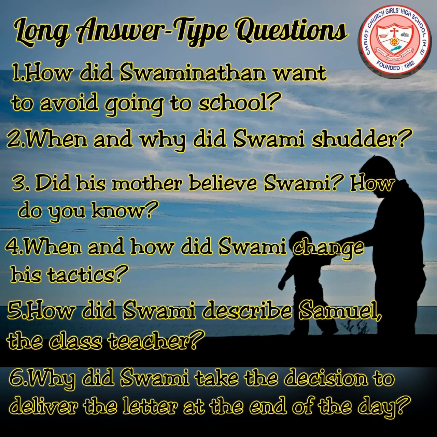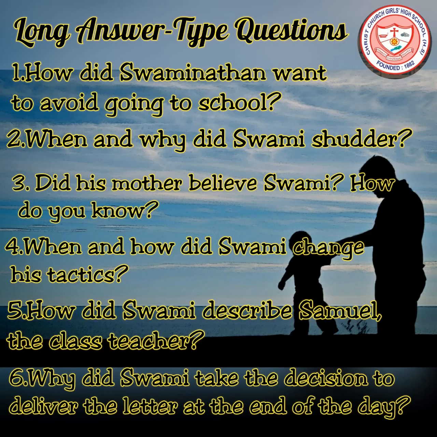How did Swami describe Samuel, the class teacher? Question number 5. The answer would be: according to Swaminathan's description, Samuel was a very angry man. He was especially angry with the boys who came in late. Even the headmaster was afraid of Samuel.